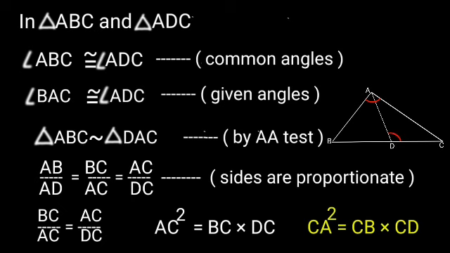This factor we have rearranged to show the answer. Hence we have here CA square is equal to CB into CD. AC is nothing but CA, BC is nothing but CB, and DC is CD. Hence, thus we have proved that CA square is equal to CB into CD.